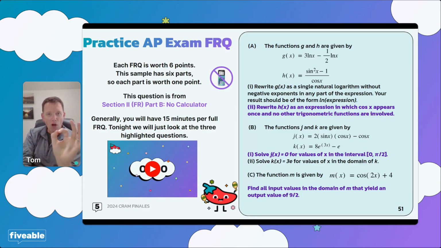All I want you to look at tonight are the 3 highlighted parts. That is A2, B1, and C. We're going to put the timer. It's going to say 5 minutes, but we're just going to run it for 2 minutes. We're going to stop the timer when it gets down to 3, and we'll talk through each one of these. The first one, we're rewriting an expression with only cosine. The second one, we're solving an equation. And the third one is essentially solving an equation again, with a slightly different set of values. So we'll start the timer. We'll take 2 minutes on this, and then I'll take you through these solutions.